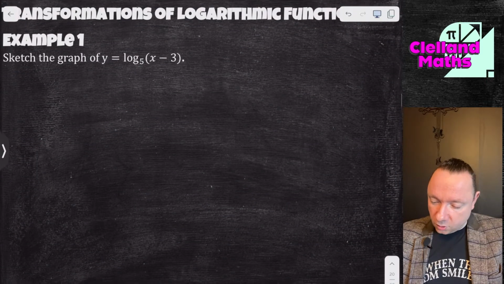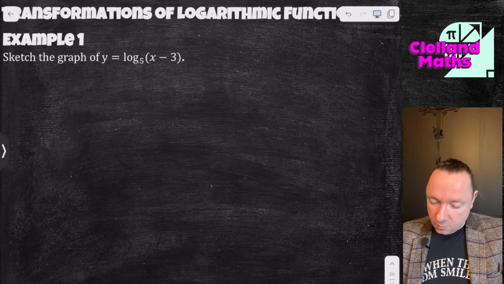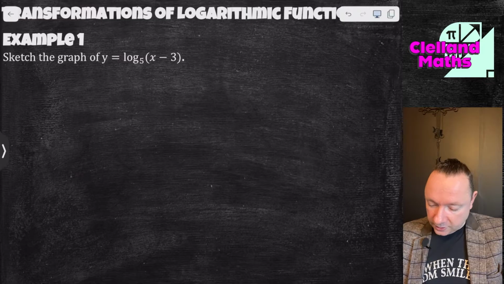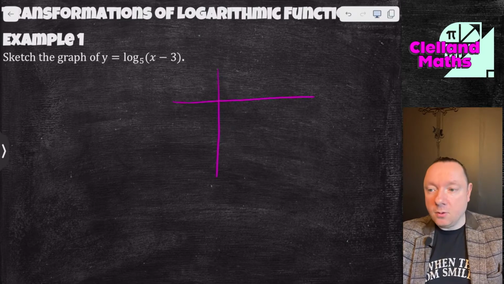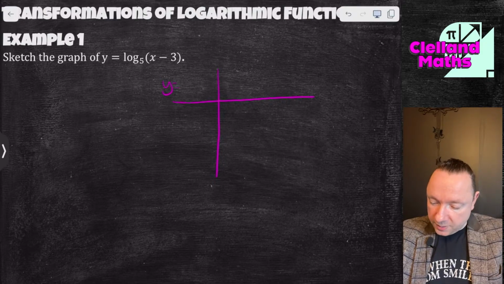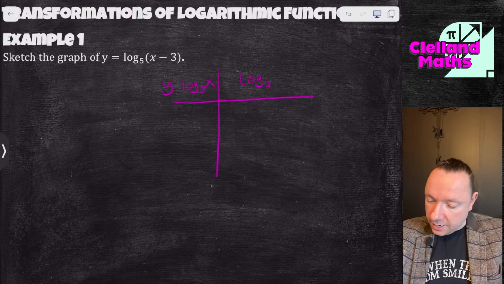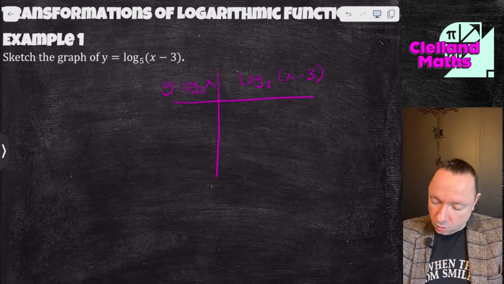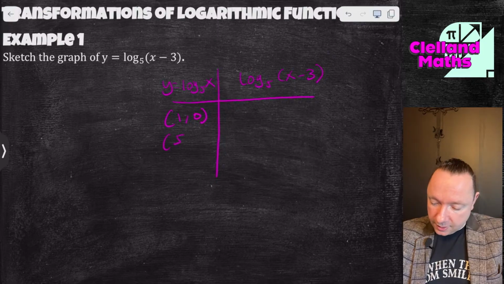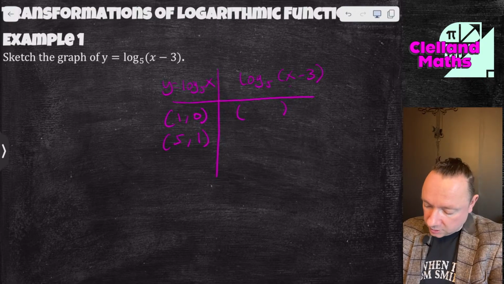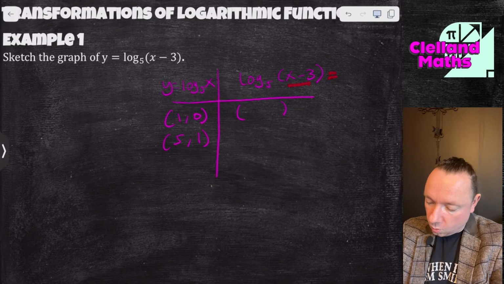So transformations of logarithmic functions. Example 1, sketch the graph of y equals log base 5 of (x minus 3). So again, I'll set my table up, and this time I'm going to look at y equals the basic function of log base 5 of x and look at those points, and then see what happens when it becomes x minus 3 here instead. So our basic points, remember, are always (1, 0), and then our base, which is 5, and that's 1. You can do a little bit of sum here. x minus 3 equals 1.